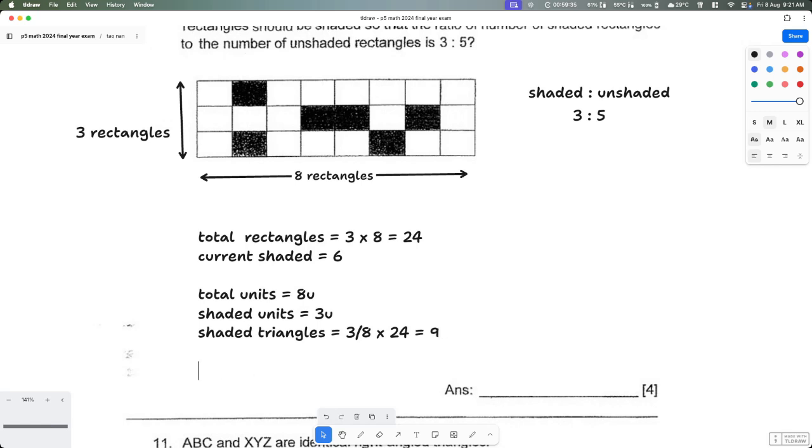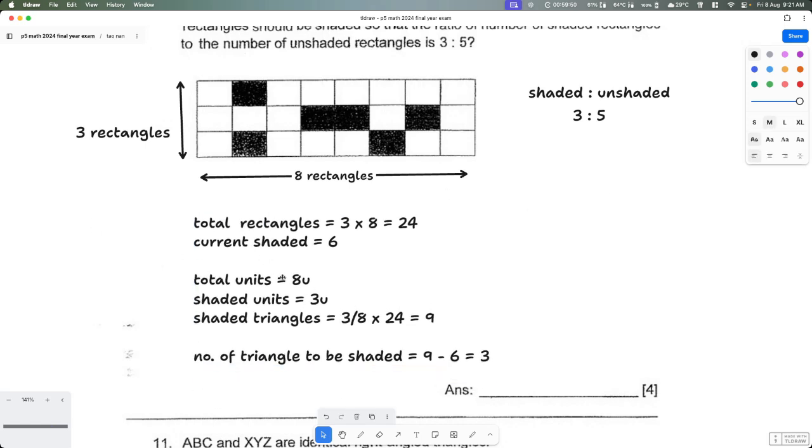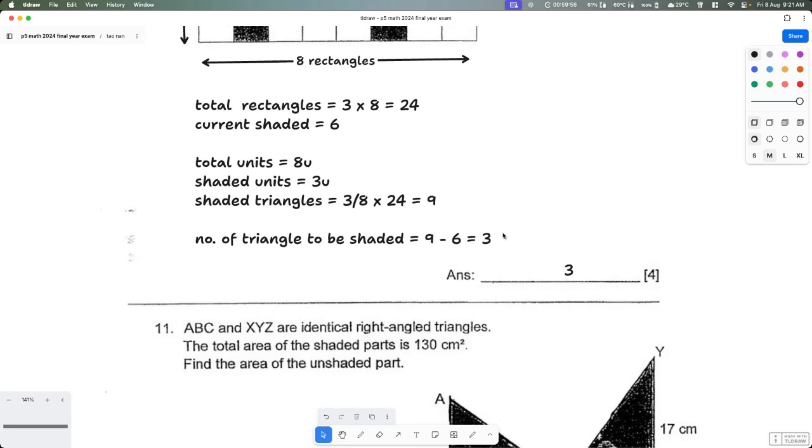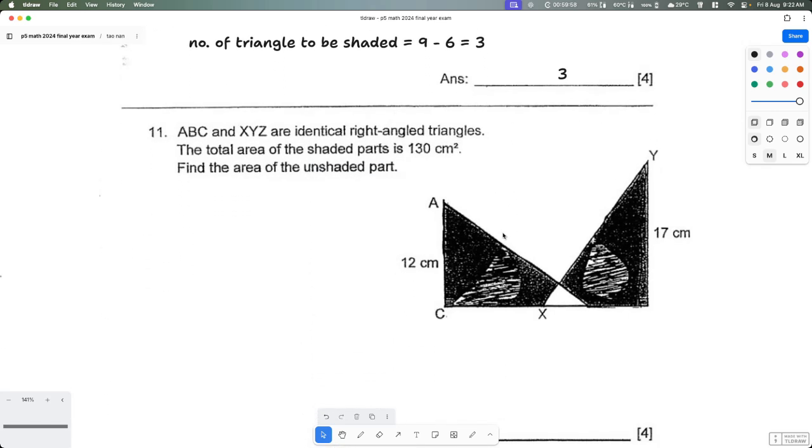So the number to be shaded is equal to 9 minus 6. This will give us 3. There you go, so that's the answer. We need 3 more to be shaded to get the ratio over here. Okay, let's move on to the next question.